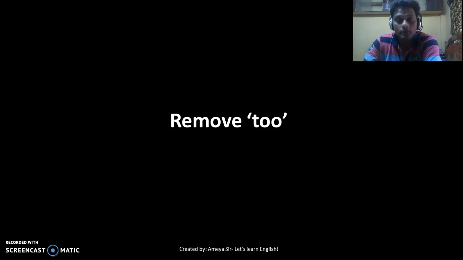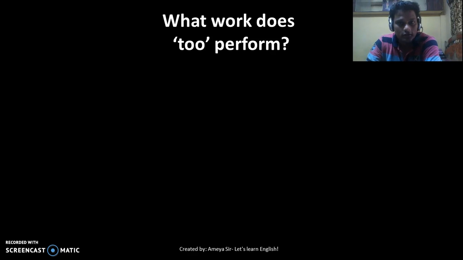It's a very common grammar topic, but it is important to understand some places where you could go wrong and study them in detail so that you score full marks in this topic. So let's get started. Now, before we learn how to remove "too", we have to understand what work "too" performs.